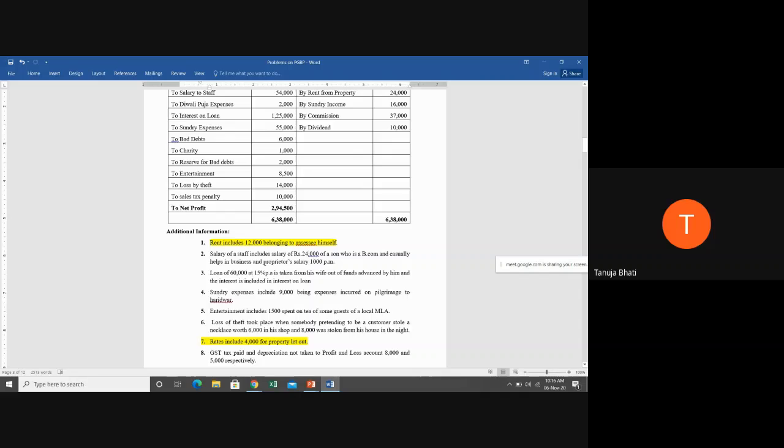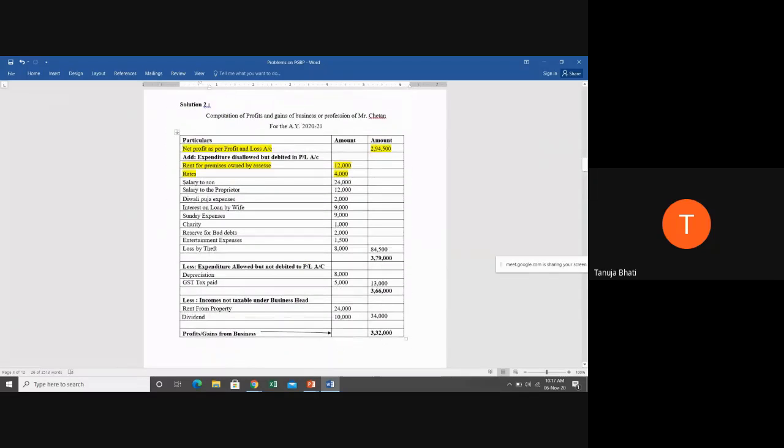And the proprietor's salary: he himself is paying himself salary in the business. So how can such expenditure be allowed? So these two are disallowed. Out of 54,000, these two we have to disallow. So let us see the main answer. Salary to son, 24,000, is disallowed. And salary to the proprietor. Proprietor means Chetan himself is paying himself salary, 1,000 per month. So in the entire year it becomes 12,000, 1,000 into 12. So this is disallowed. The remaining is allowed.